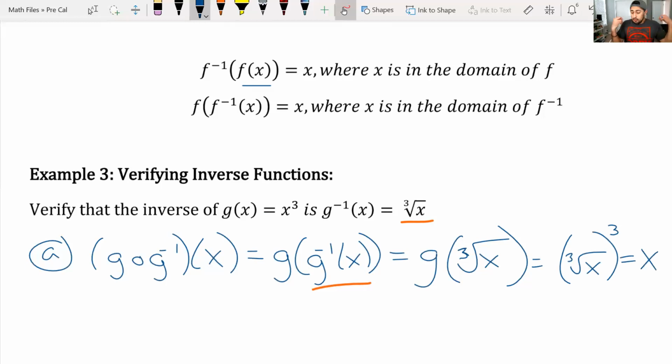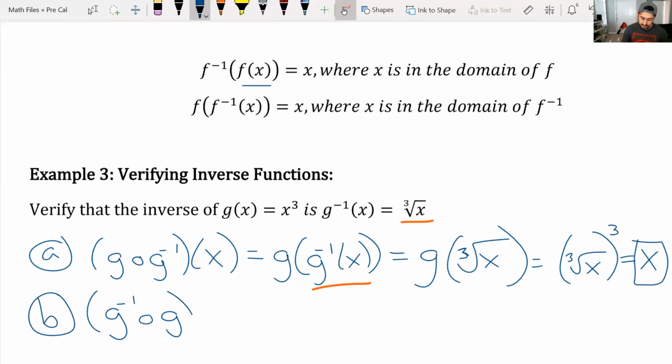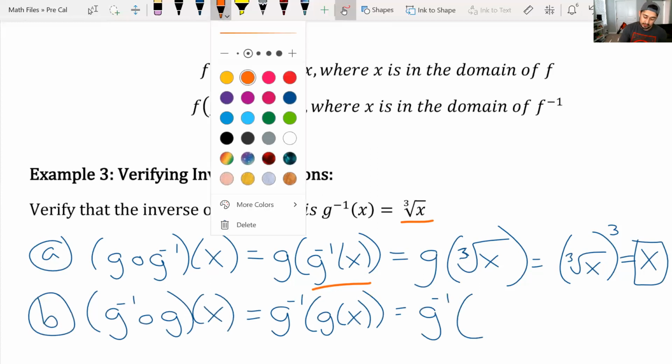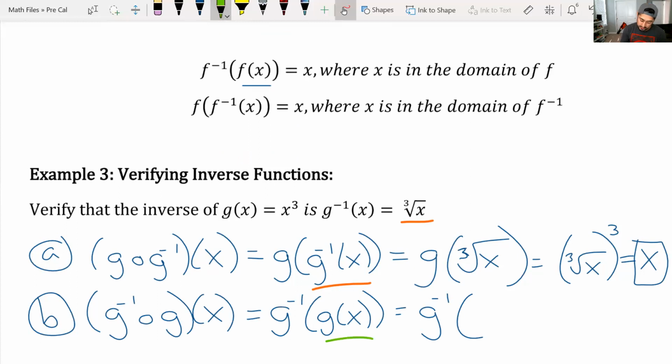So we show it one way by composing g with the inverse of g. Since we compose them, we end up with x, which means that, yes, they are inverses of each other. But just to make sure, compose it the other way. So we're going to say B. g inverse of g of x, which means I get g inverse of, and now g of x is x cubed.